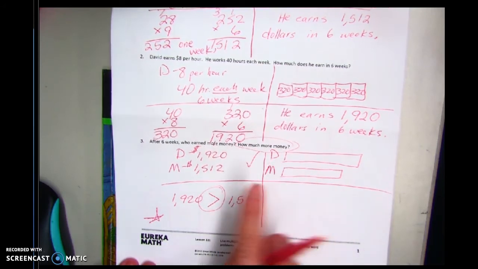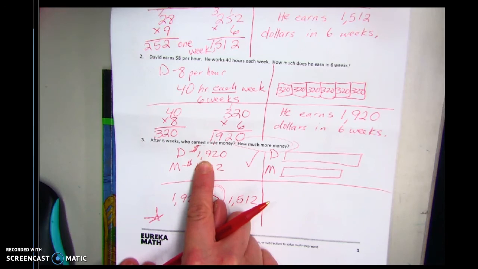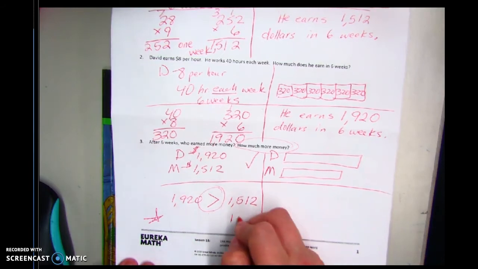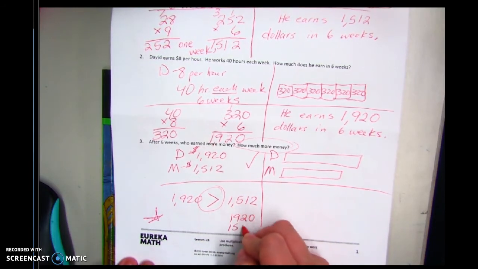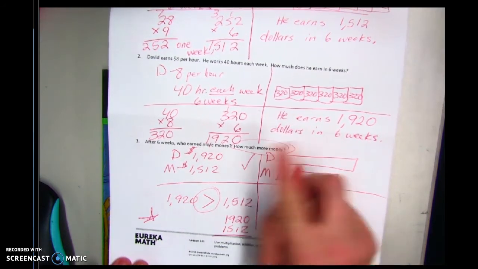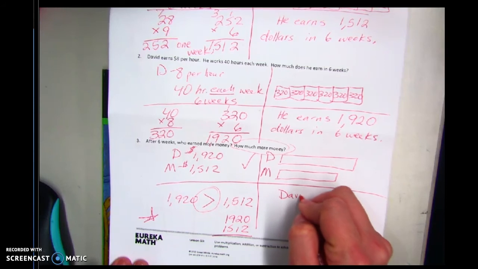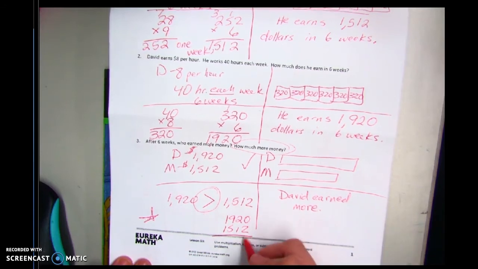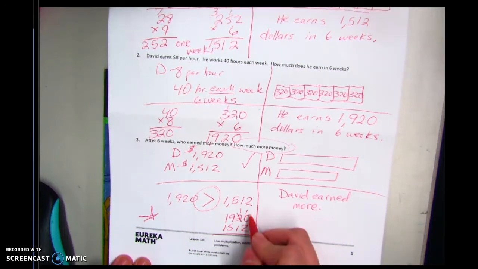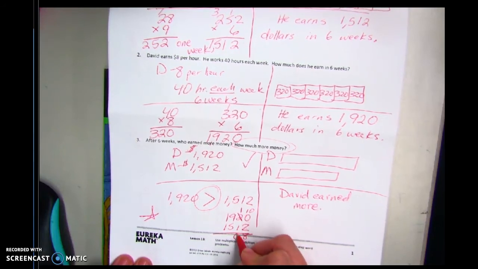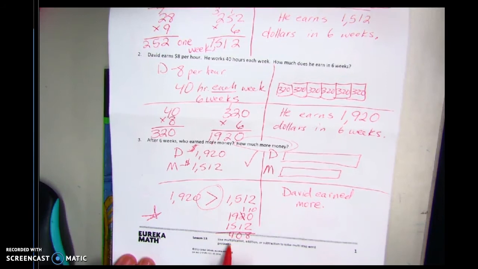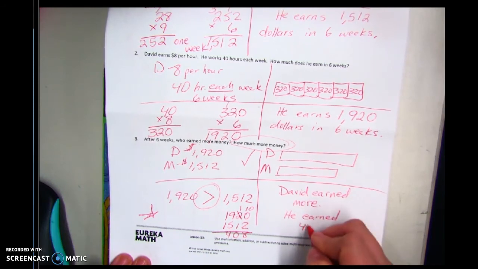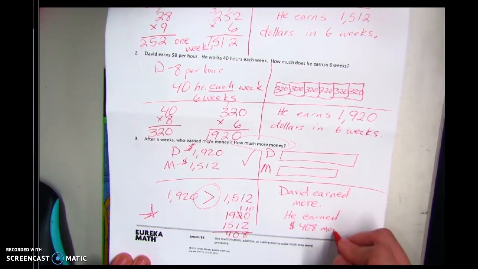The one thing that I'm looking for you to write down is what you know about them, and then who earned more money, right? In this case, I'm going to use a subtraction problem. Who earned more money would be David earned more, and then I have to subtract. 10 minus 2 is 8, 0, 4, 408. He earned $408 more than Michael.